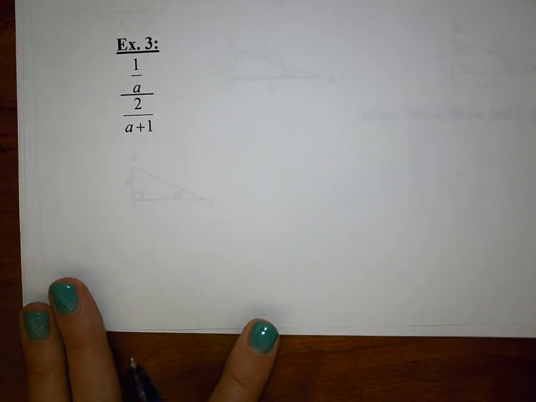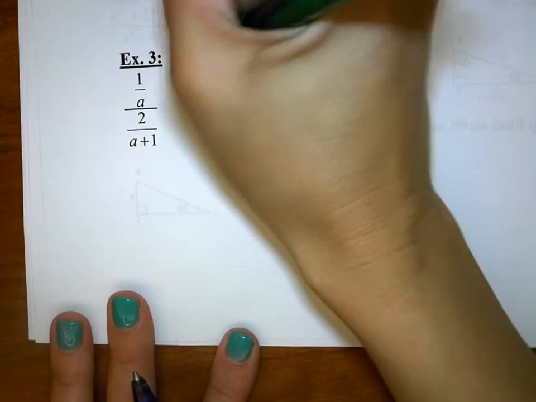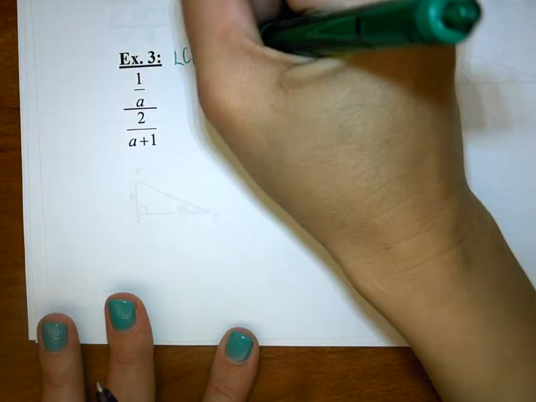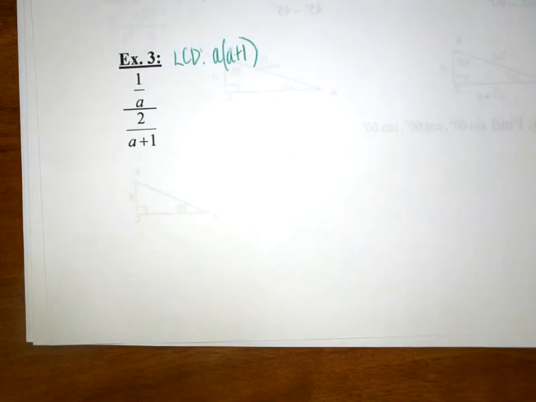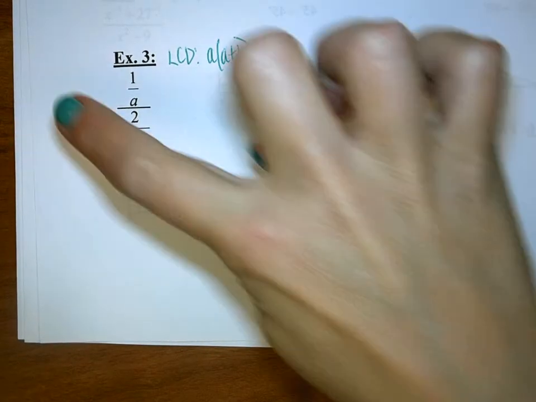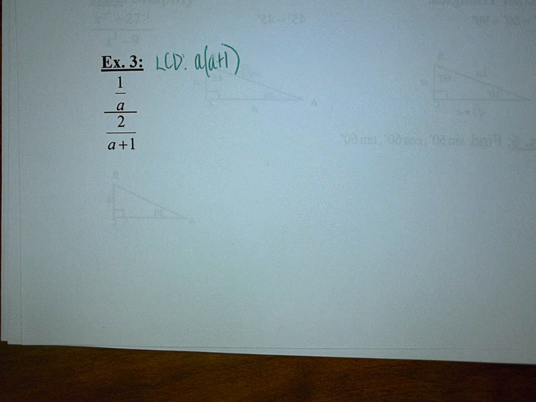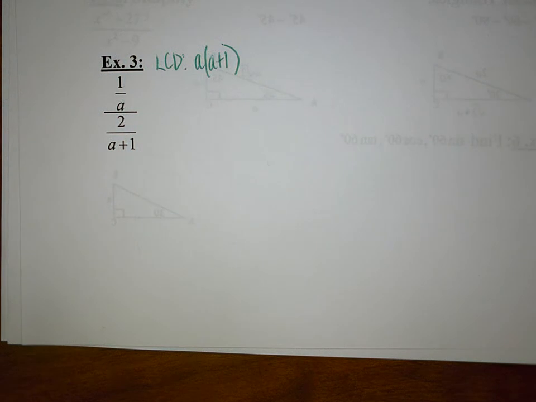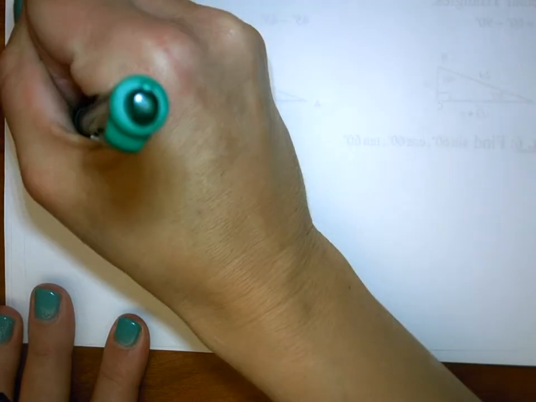Okay, example 3. What's going to be my LCD on this problem? It's going to end up being a times a plus 1, and I'm not sure if that's what you said or not. The reason is, if I were to just multiply this by a plus 1, the a plus 1 would cancel on this one, but a plus 1 and the a, those couldn't cancel because the a was connected to a 1, right? So you need both the a and the a plus 1. So we'll write a and a plus 1 next to each of these.